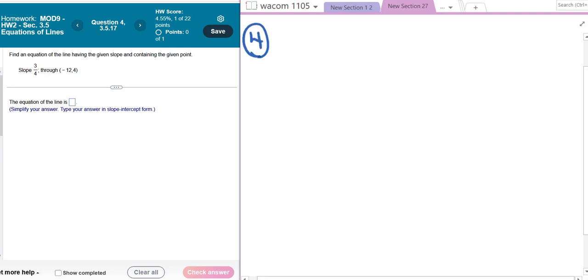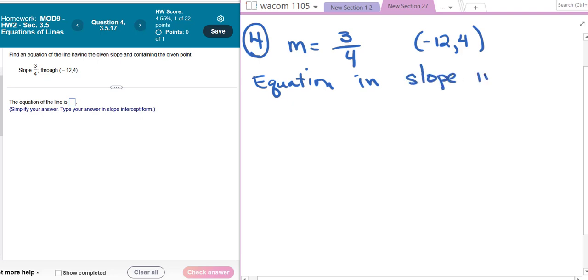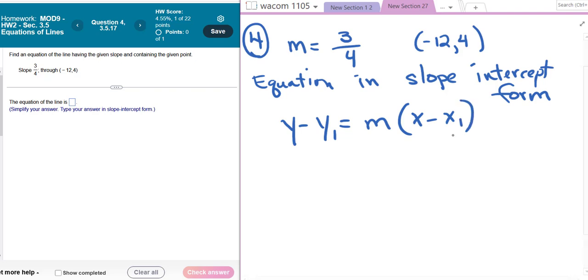Right, so problem 4. They ask us to find the equation of the line having the given slope and the point. So this time our slope is 3/4. Our point is negative 12/4. They want the equation of the line, and again in blue down here, they say in slope-intercept form. So, but before we can get there, we have to start with that point slope formula. So it is y minus y1 equals m times x minus x1, right? This is x1, y1 in our point.